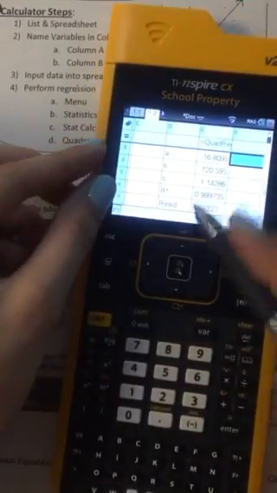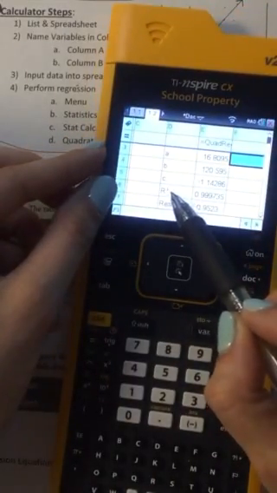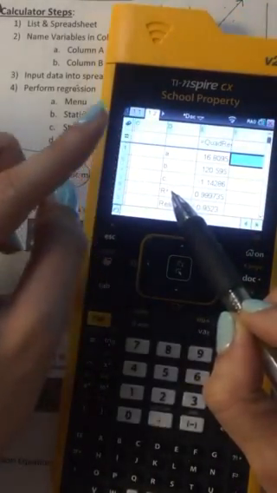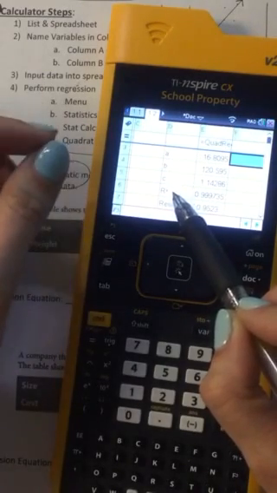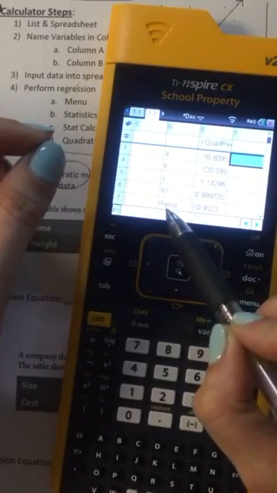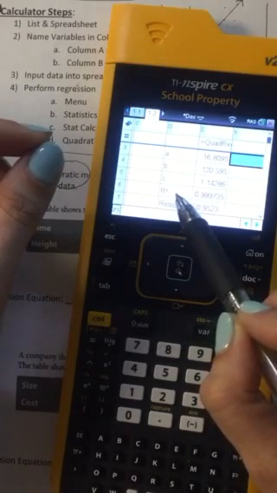So on our calculator, we are going to look at our r squared. This is only for quadratic regression. Anything else, we look at the r, okay? We would look at our r. But here, r squared, this is very, very important.